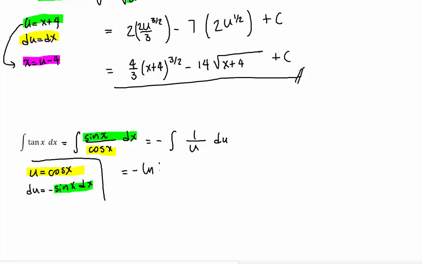So you get the natural log of the absolute value of u plus c, which becomes negative natural log of the absolute value of the cosine, plus c. And then you can use this negative, put it as the exponent. 1 over cosine becomes secant. So natural log of the secant. And that's your answer.